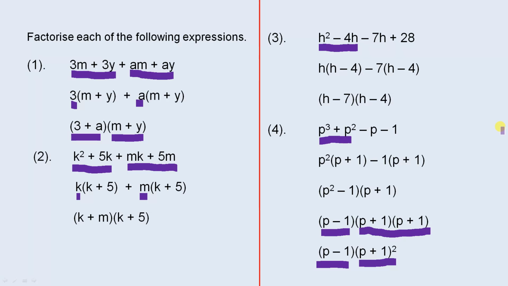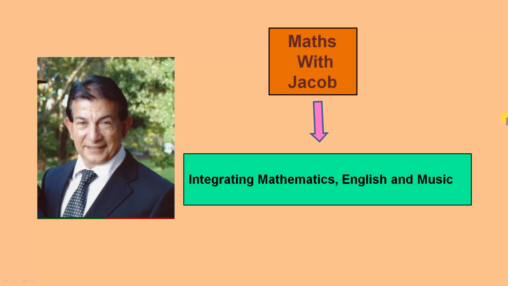So we've just seen 4 examples to show us how to factorise algebraic expressions which have 4 terms. So Maths with Jacob has attempted to integrate mathematics, English and music by introducing the rap song about factorising 4 terms.